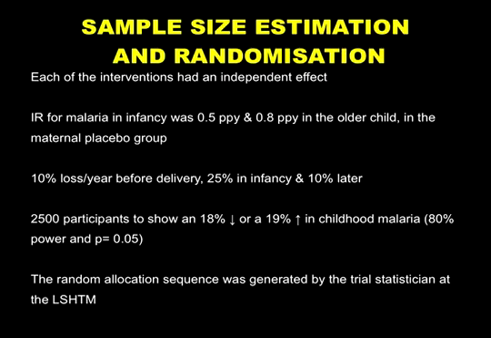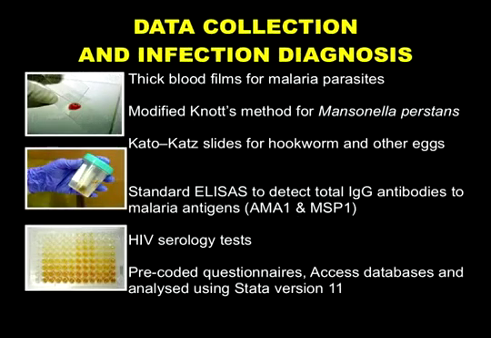And again, specifically for malaria, about 2,500 participants would be able to show an 18% reduction or a 19% increase in childhood malaria. At this stage, it wasn't clear which the effect of deworming would be. The random allocation sequence for this trial was generated by a statistician at the London School of Hygiene and Tropical Medicine.